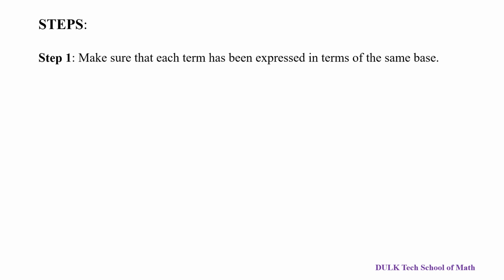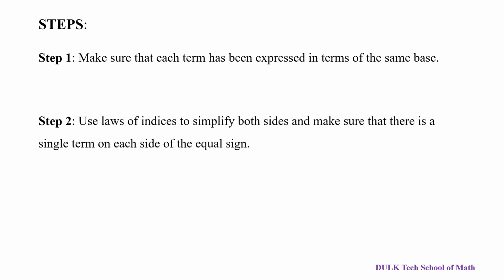The first one is to make sure that each term has been expressed in terms of the same base. We'll be having more than one term, it's obvious. So we have to make sure that every term is in terms of a common base. Right, let's move on to the next step. Use laws of indices to simplify both sides and make sure that there is a single term on each side of the equal sign. We'll be using the laws of indices. So after that, we simply equate the powers and solve the new equation.